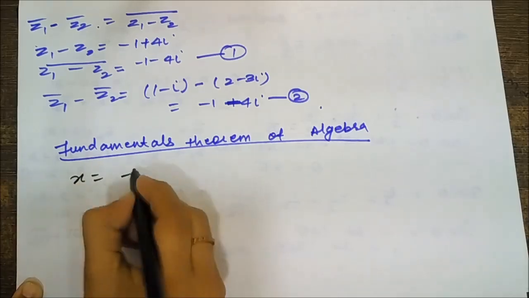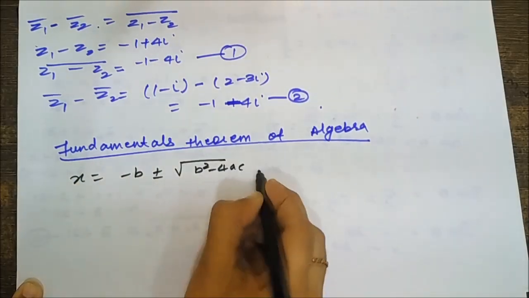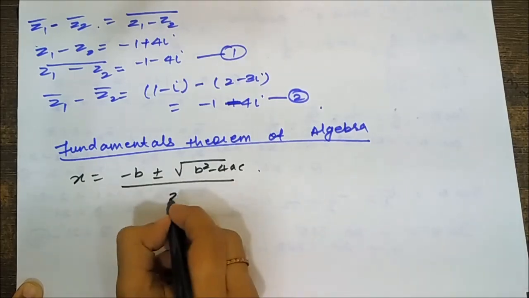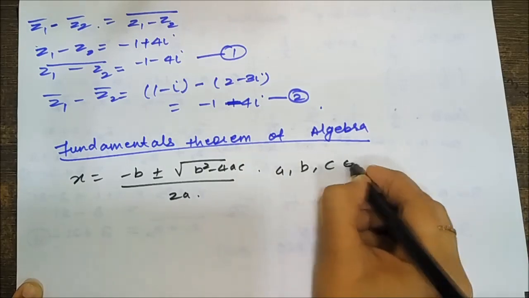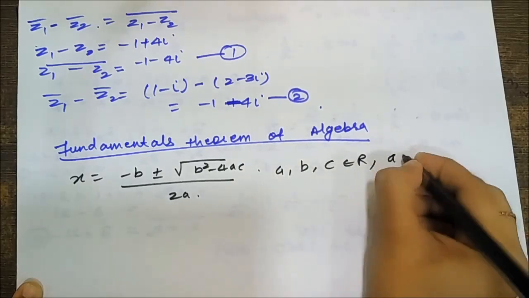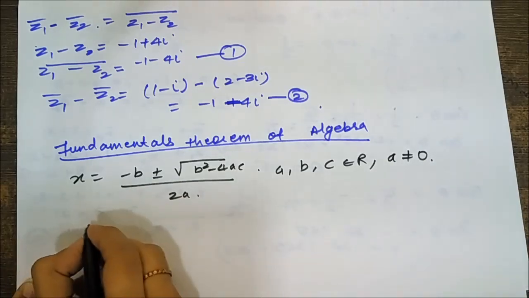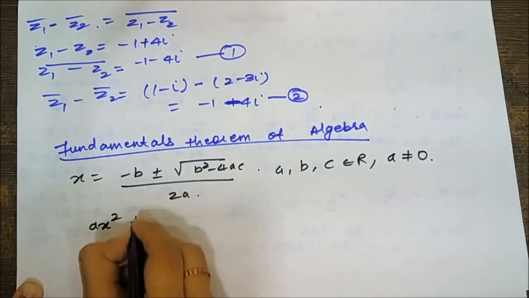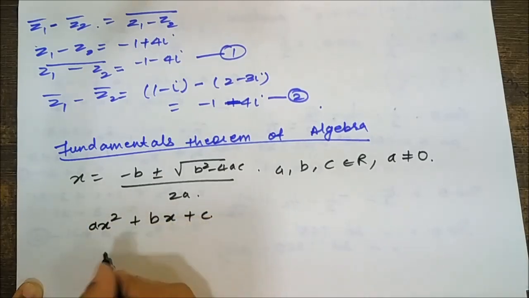x is equal to minus b plus or minus root of b square minus 4ac upon 2a. Here a, b, c all belong to real numbers and a is not equal to 0. So the roots are in the form of ax square plus bx plus c. You will get the values.